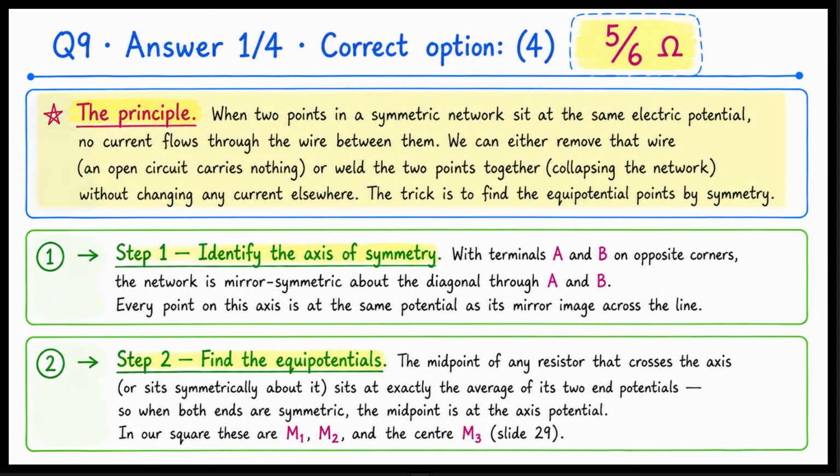The principle: 2 points that sit at the same electric potential are connected by a wire that carries no current. We can therefore either remove that wire or weld the 2 points together. Both operations leave every other current in the circuit unchanged.